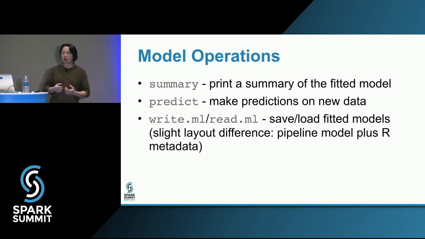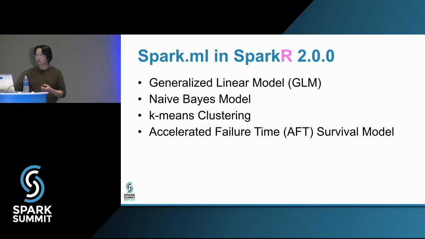There are other model operations that we support in this case. In general, you can get a summary of the fitted model. You can make predictions using new data coming in. And then you can also persist and retrieve the model at a later time. The main difference here is that in R, in addition to the pipeline model that gets persisted, we also have additional R-specific metadata that we store. That's helpful for generating the same model summary that you're used to in R.